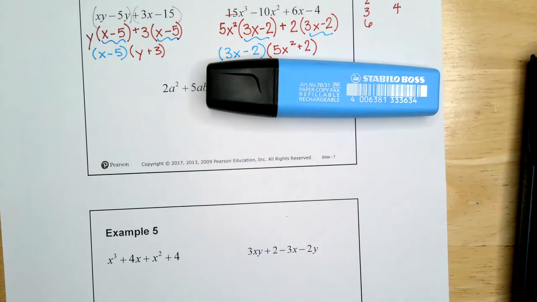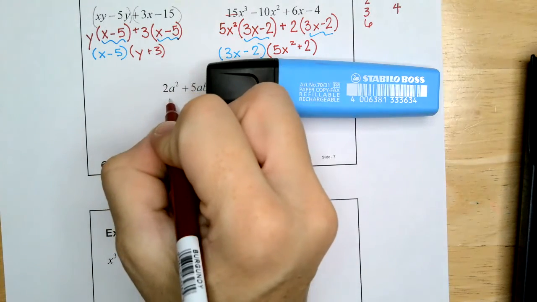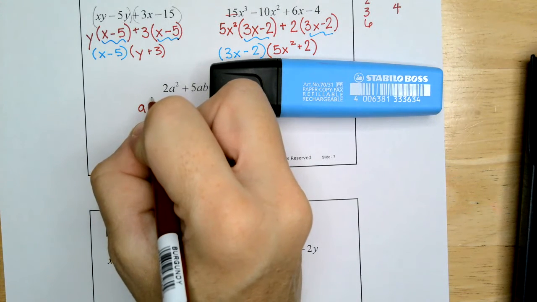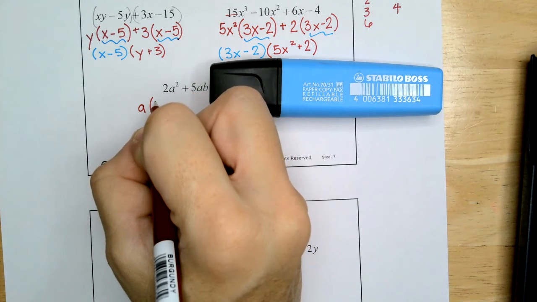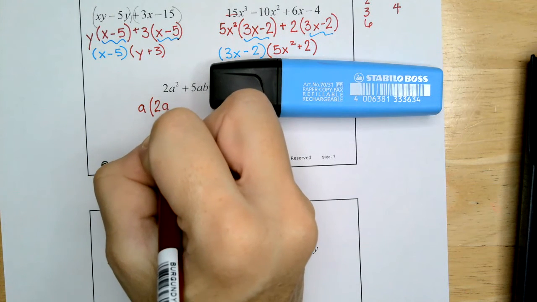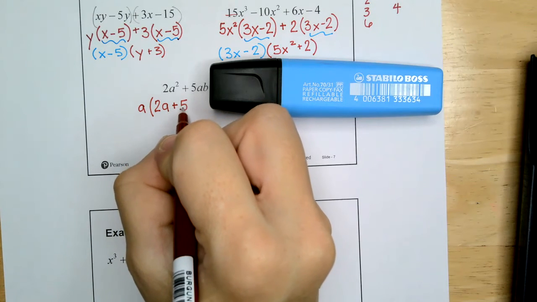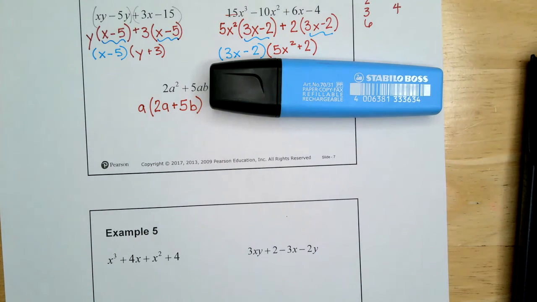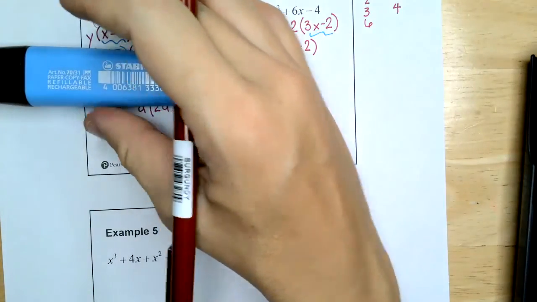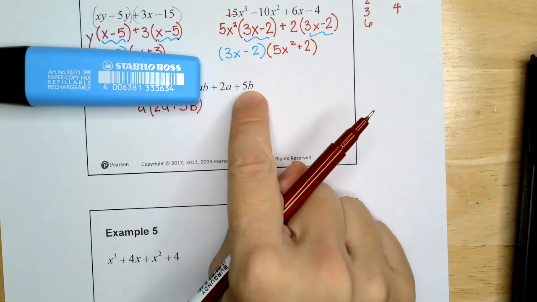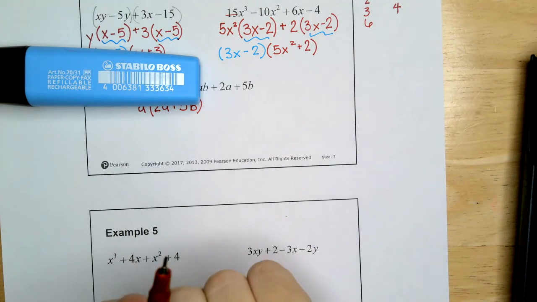So I have 5a squared plus 2a squared plus 5ab. The only thing in common is 1a, right? So I have a. 2a squared divided by a is just 2a. 5ab becomes positive 5b when I take out the a, right? On the other side, I have to keep that plus. Oh no, there's nothing to factor out here except a 1.